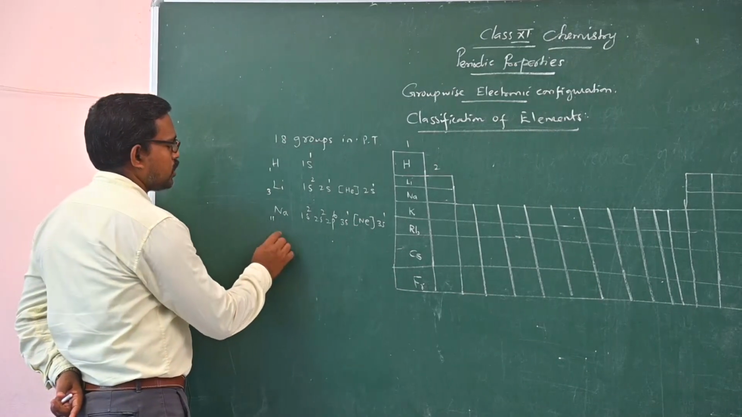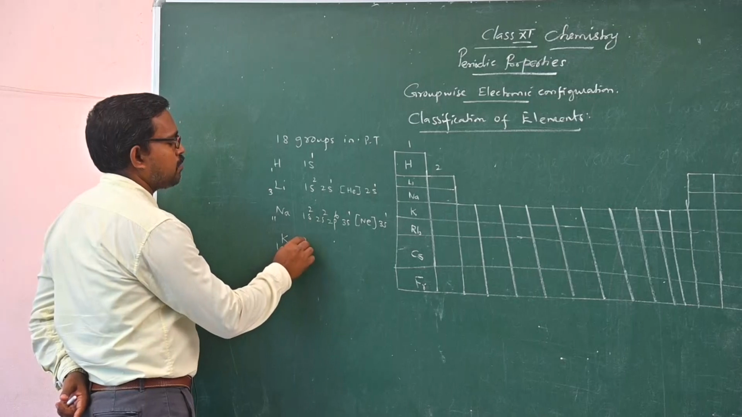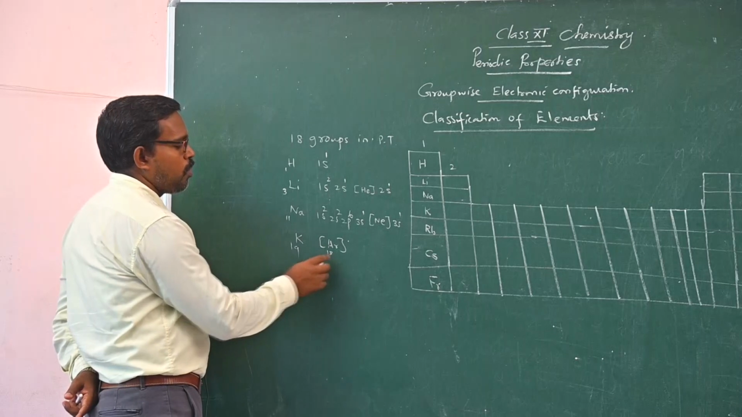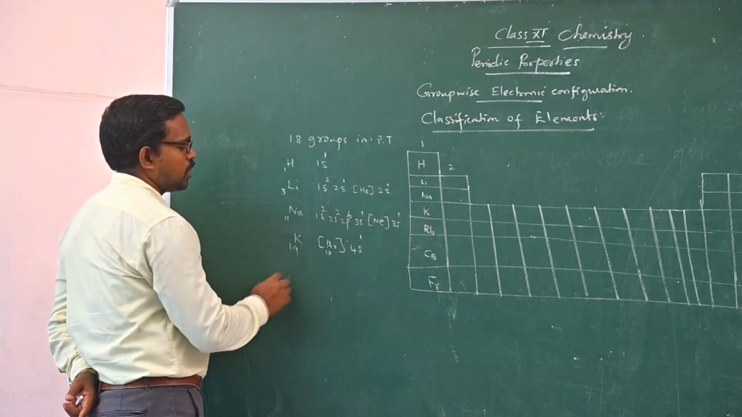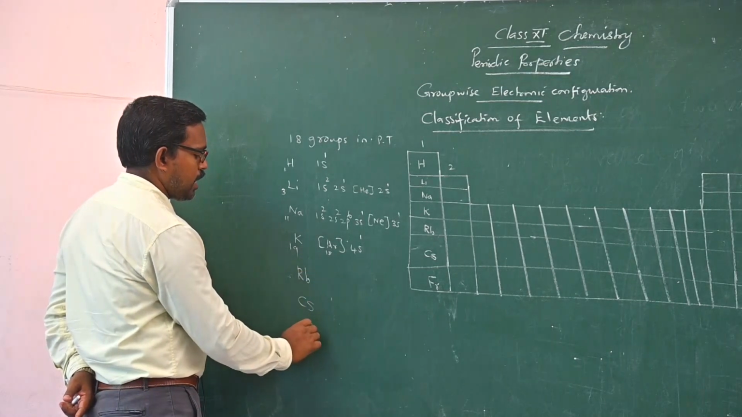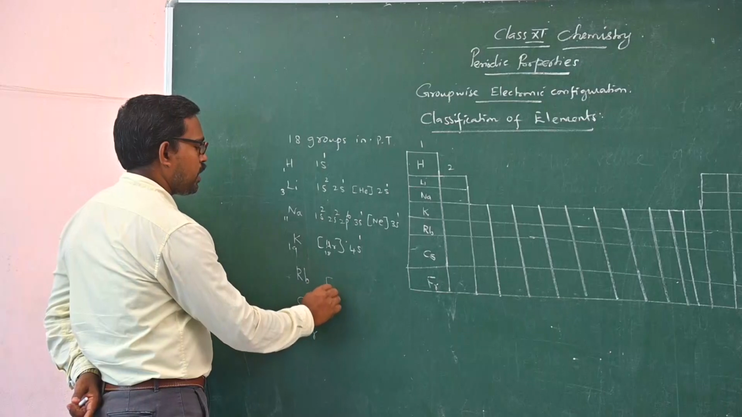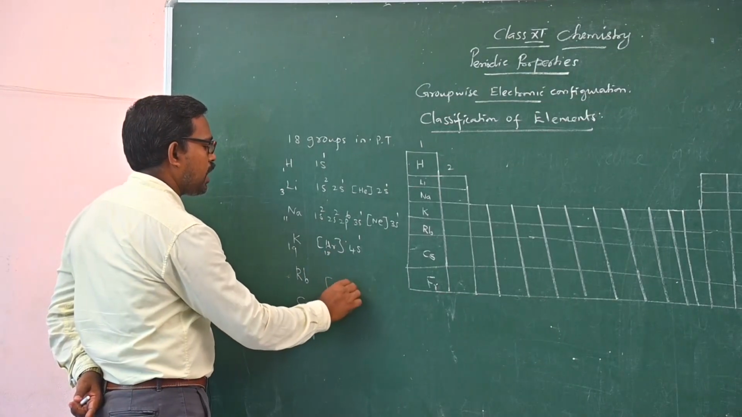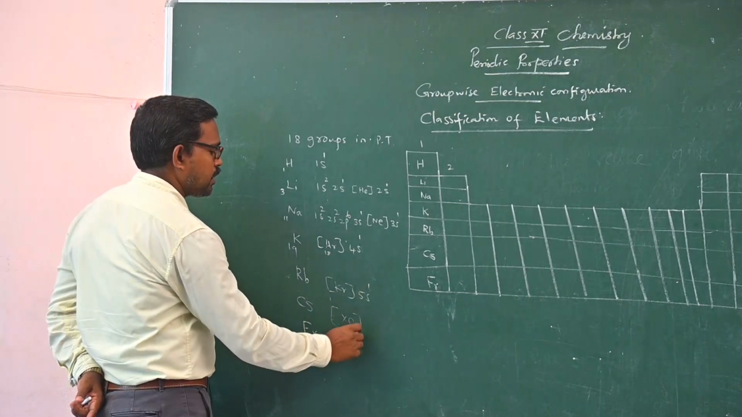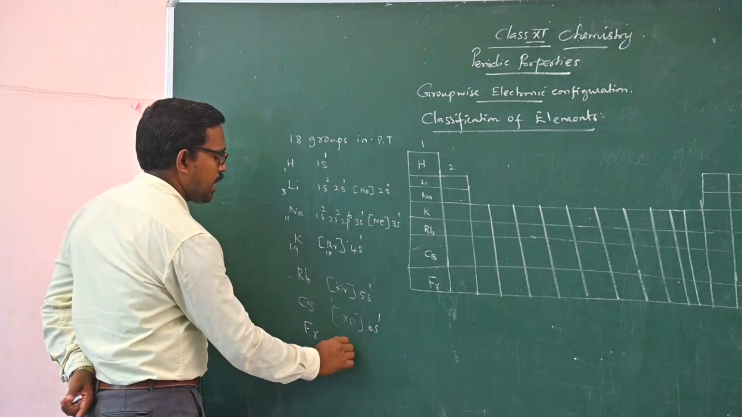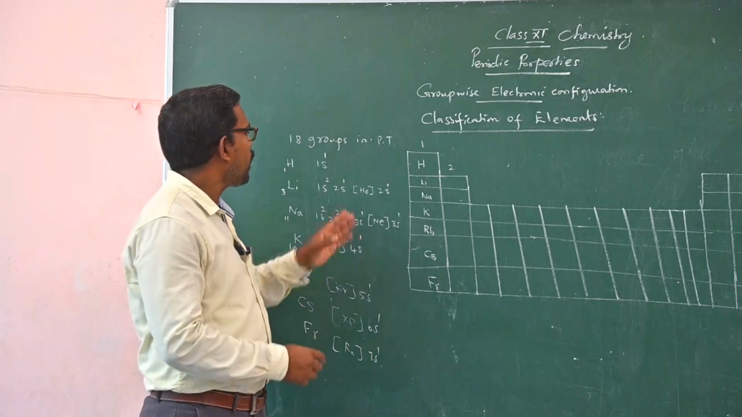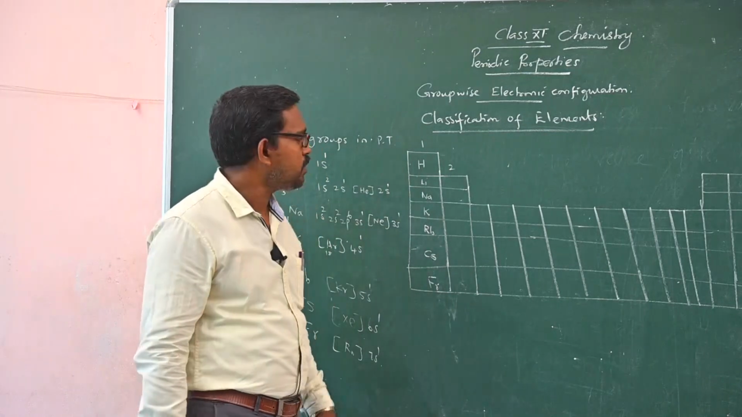Or it is written like this: potassium, atomic number 19, configuration of argon, atomic number 18, and 4s1. Then rubidium, cesium and francium: configuration of krypton 5s1, xenon 6s1, radon 7s1. So this is the group-wise electronic configuration of these elements.